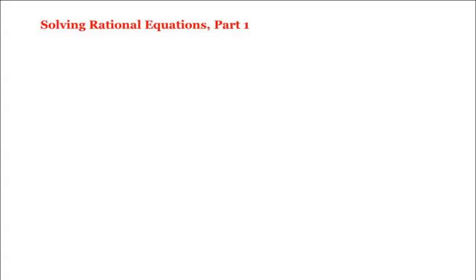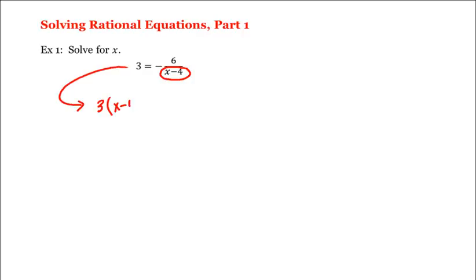Let's look at solving rational equations. For example, let's solve this equation for x. The first thing we'll do is multiply both sides of the equation by this denominator here, which gives us 3 times x minus 4 is equal to negative 6 divided by x minus 4 times x minus 4.